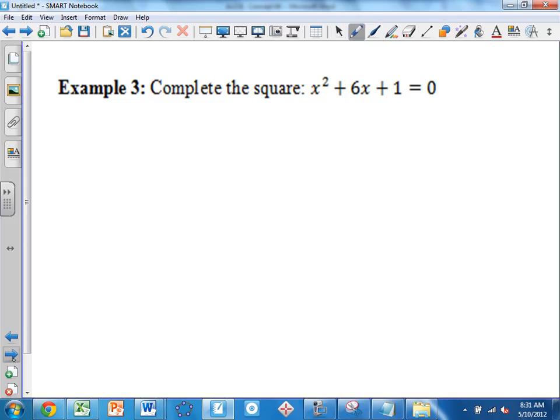All right, let's look at an example now. So, step one tells me, make the coefficient of the highest power 1.